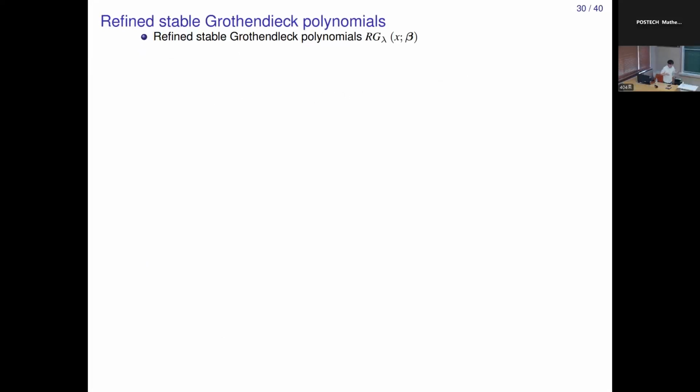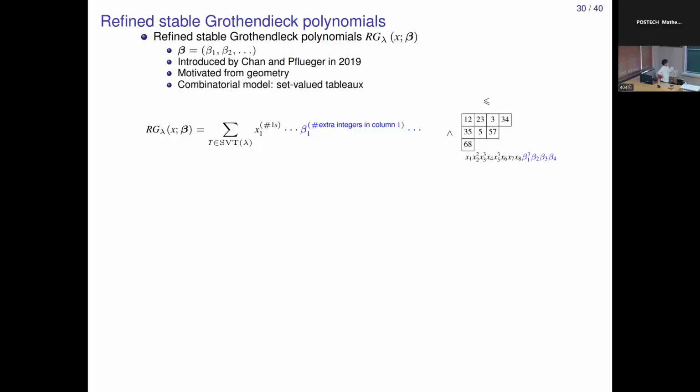And now there are generalizations of these Grothendieck polynomials. I'm going to tell you some history. The refined stable Grothendieck polynomials, RG, have a beta index, but this is actually infinitely many parameters introduced by Chan-Floger, and they also had some motivation from geometry, which I'm not going to tell you about. They also have a nice combinatorial model. The object is exactly the same, the set-valued tableau.